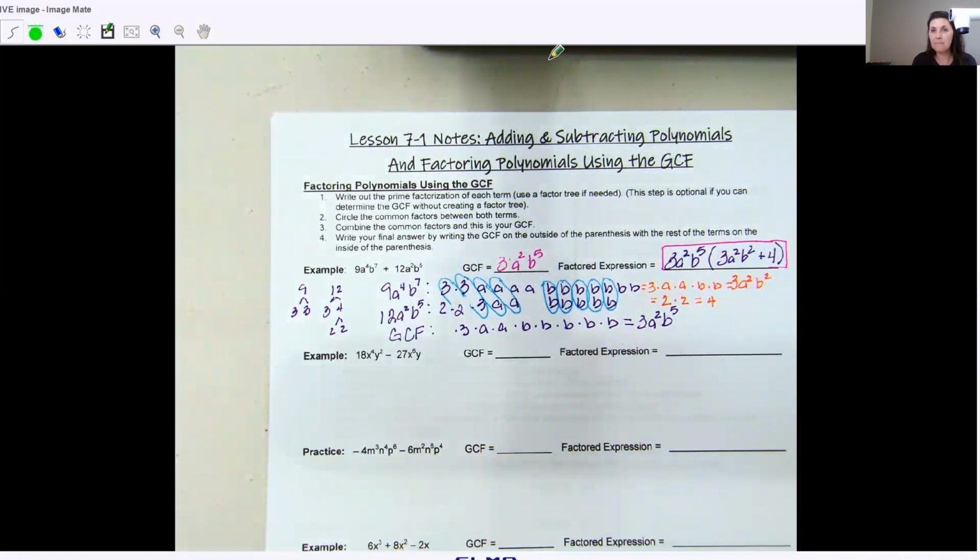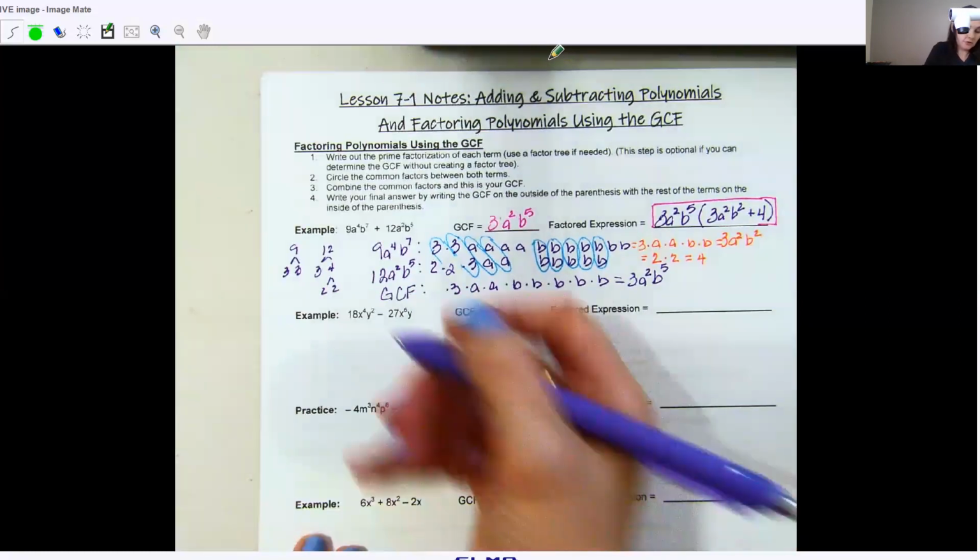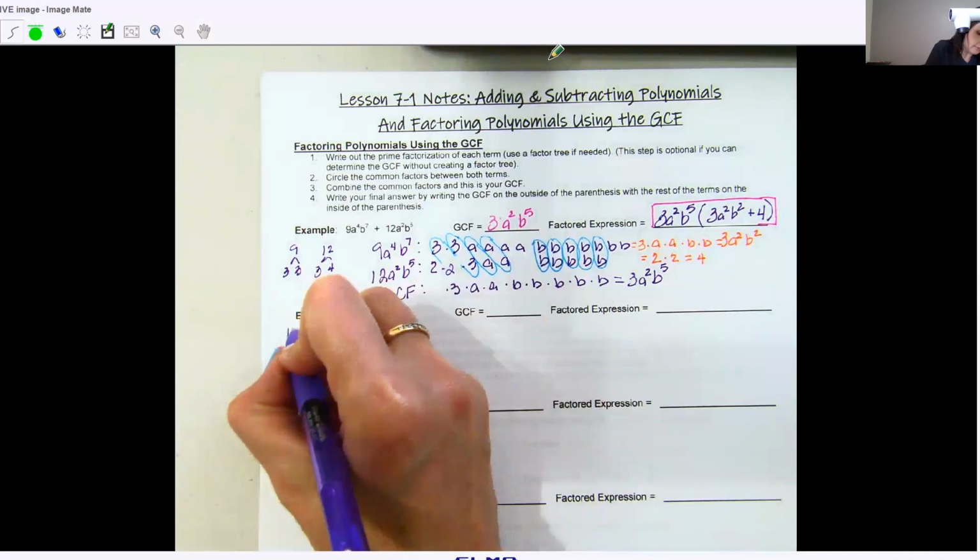Okay. All right, let's try example 2. Okay, so example 2, I'm going to factor out 18 and 27.